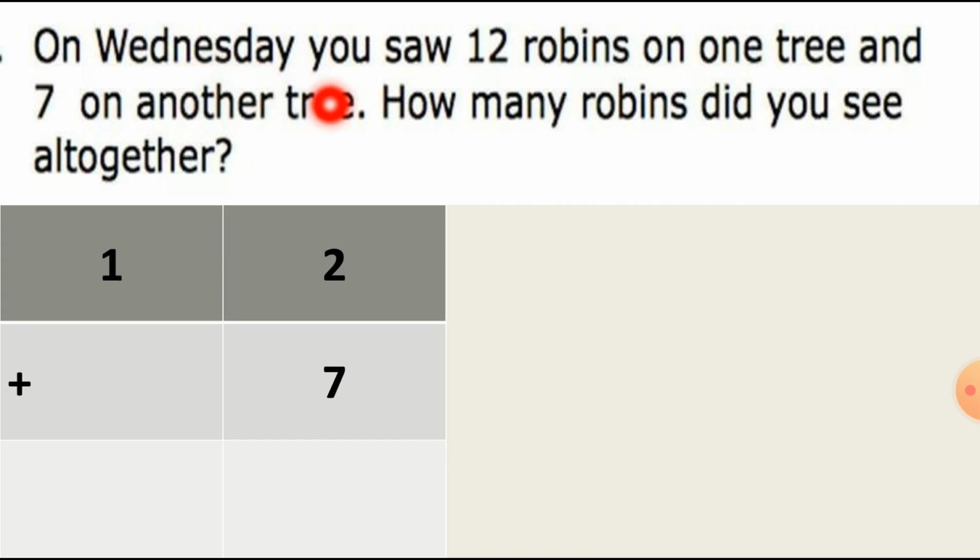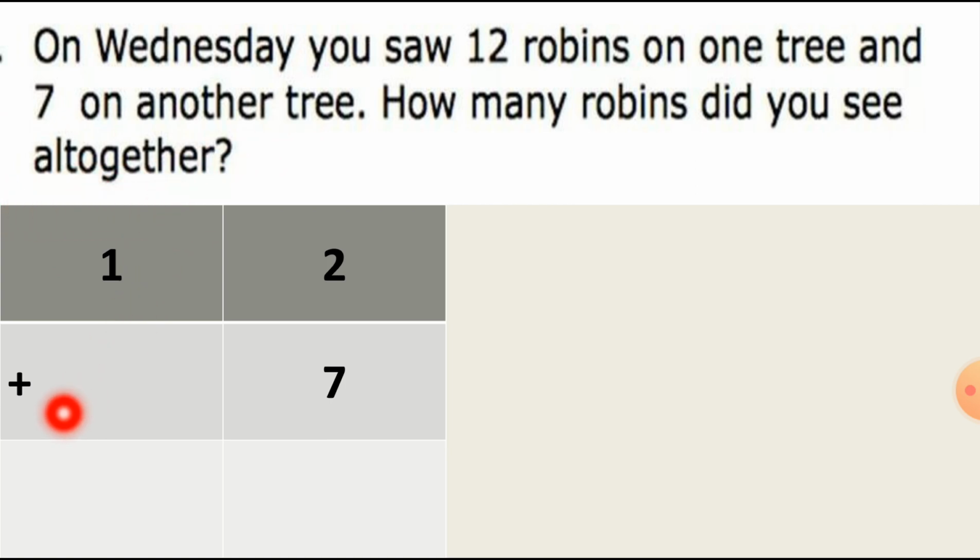On Wednesday, you saw 12 robins on one tree. What does robin mean? I will show you the picture of it, but let's first solve this sum and after that I will show you the picture of the robin. So repeat after me: on Wednesday, you saw 12 robins on one tree and 7 on another tree. 12 and 7 on another tree. How many robins did you see altogether? You can see here is the keyword altogether, I showed you in the keyword list.